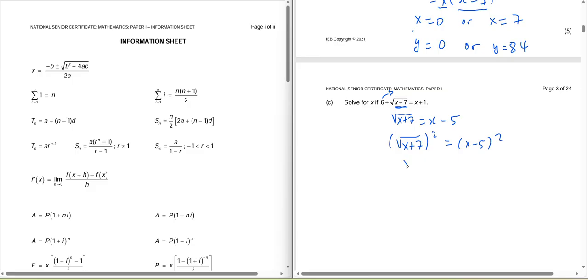And then here we're going to be left with x plus 7 is equal to, and if we expand the bracket on the right hand side, you're going to have x squared minus 10x plus 25, right? And then now we need everything to be on the same side, so I'm going to throw this from the left to the right. Now it means I'm going to have x squared minus 10x minus x, it will be minus 11x. 25 minus 7 is going to be what?